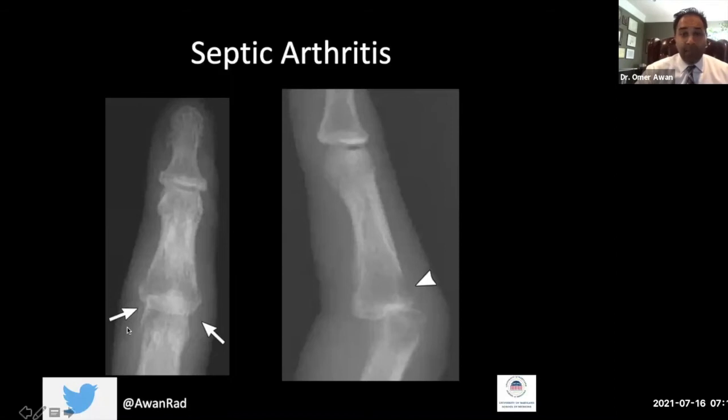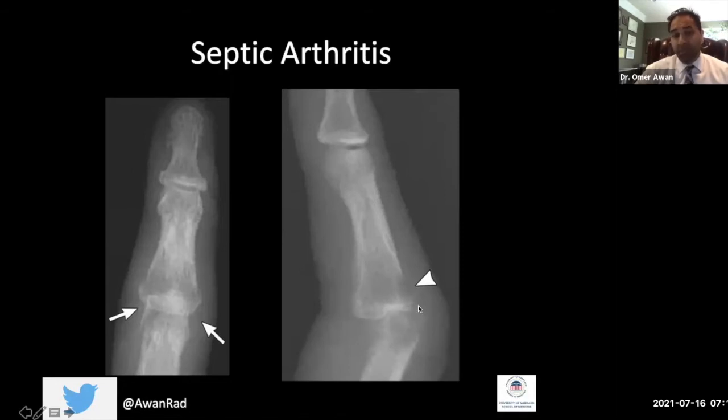This is a nice example of what a PIP joint septic arthritis would look like. You have marked soft tissue swelling, you have periarticular osteopenia. The bone is demineralized around the joint, but not away from the joint, right? And then you have an erosion, this kind of dorsal erosion around the joint. It's very ill-defined. This is not a typical gouty erosion, because a gouty erosion is very well defined, with sclerotic margins and overhanging edges. This is very ill-defined.